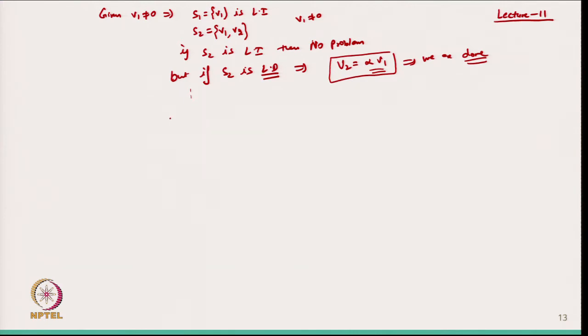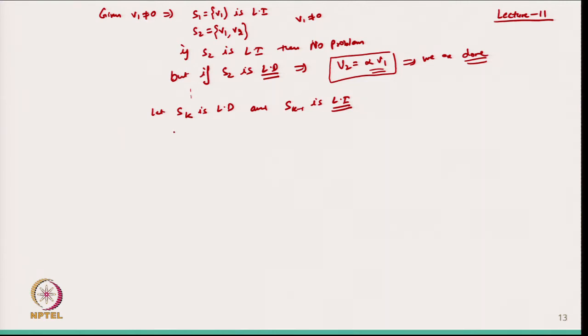So, from here we can say that after doing this, let Sk be a set which is linearly dependent, and Sk minus 1 is linearly independent. In this case my set Sk is linearly dependent, meaning the vectors belonging to it are linearly dependent. Sk minus 1 is the set which is linearly independent, meaning the vectors belonging to it are linearly independent.